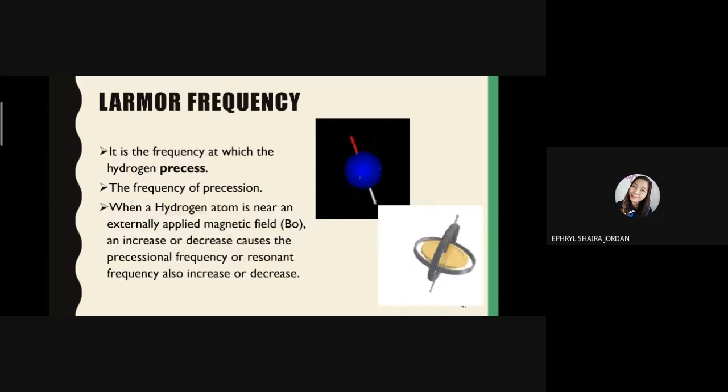So the Larmor frequency is the frequency at which the hydrogen precesses. So we have discussed na nagaikot ang hydrogen proton. Now, the rate at which it precesses is called the Larmor frequency, or the frequency of precession. So when a hydrogen proton is near an externally applied magnetic field, or B0, an increase or decrease causes the precessional frequency or resonant frequency to also increase or decrease.